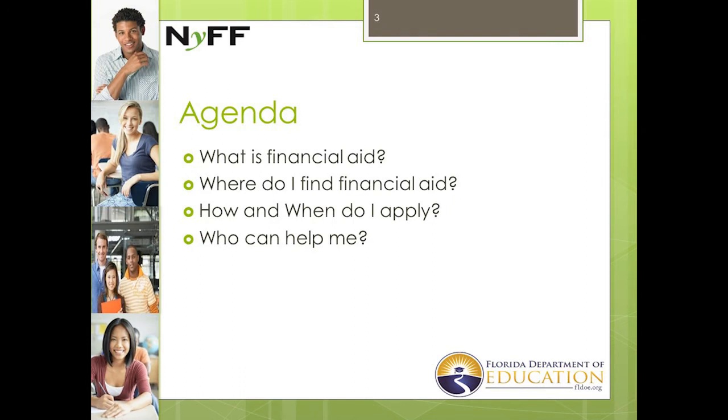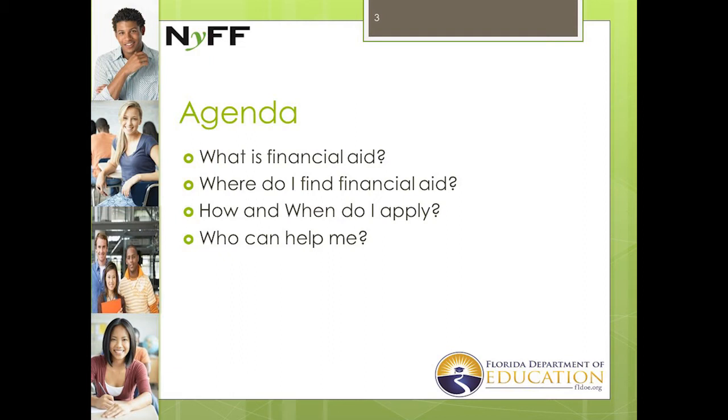The goal of this session is to understand the entire financial aid process. This will be accomplished by reviewing and answering four questions. What is financial aid? Where do I find financial aid? How and when do I apply? And who can help me with this process?